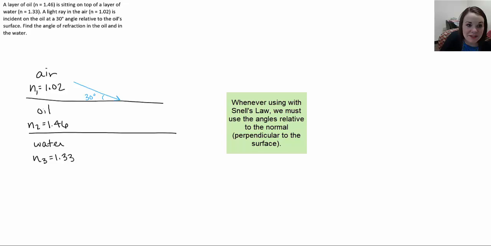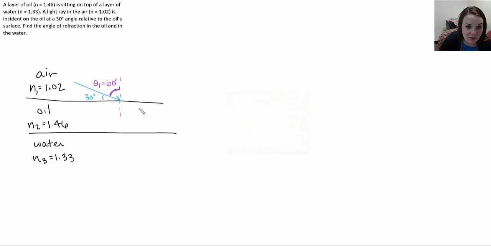Now, whenever dealing with Snell's law, we always need to use the angle with respect to the normal, meaning the perpendicular to the surface. So this angle one, the angle that we're concerned about, is actually a 60 degree angle. And then what they're asking us is to find the angle of refraction in the oil. So that would be our first ray.